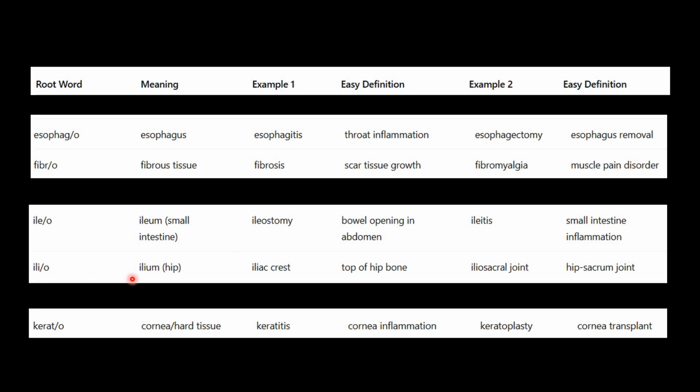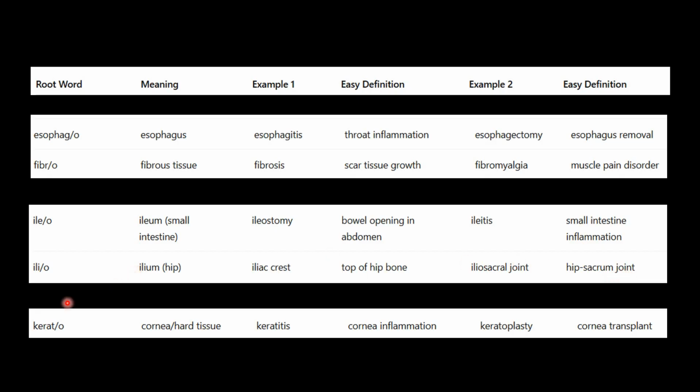Similarly, we have ilium, that is denoting hip, and you can see iliac crest. Iliac crest means top of hip bone. Then we have iliosacral joint. Iliosacral joint means hip sacrum joint, which is the hip sacrum joint.